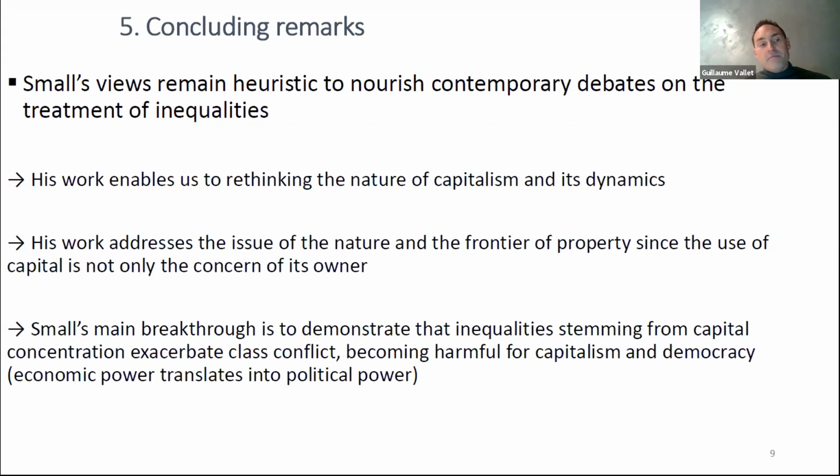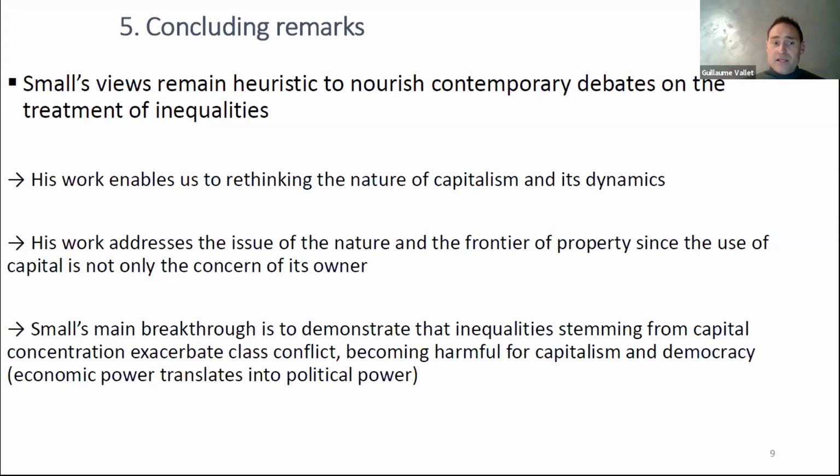Second, and maybe this is a more concrete issue, I think his work addresses the nature and the frontier of property, in the sense that being the owner of the capital of a company, for instance, is not the same as being the owner of the whole company. And maybe it is very important to keep this in mind when rethinking the social responsibility of companies, for instance.